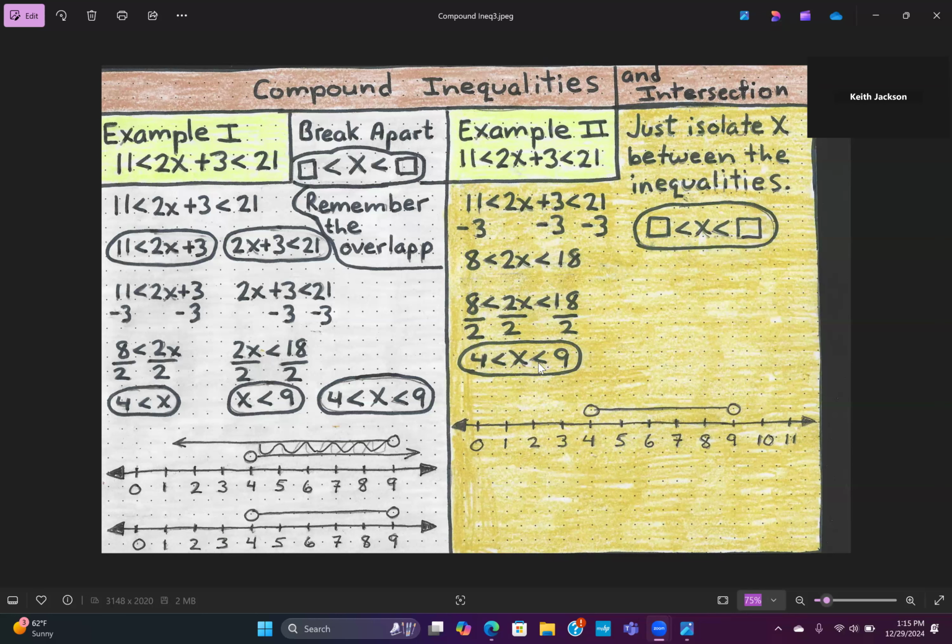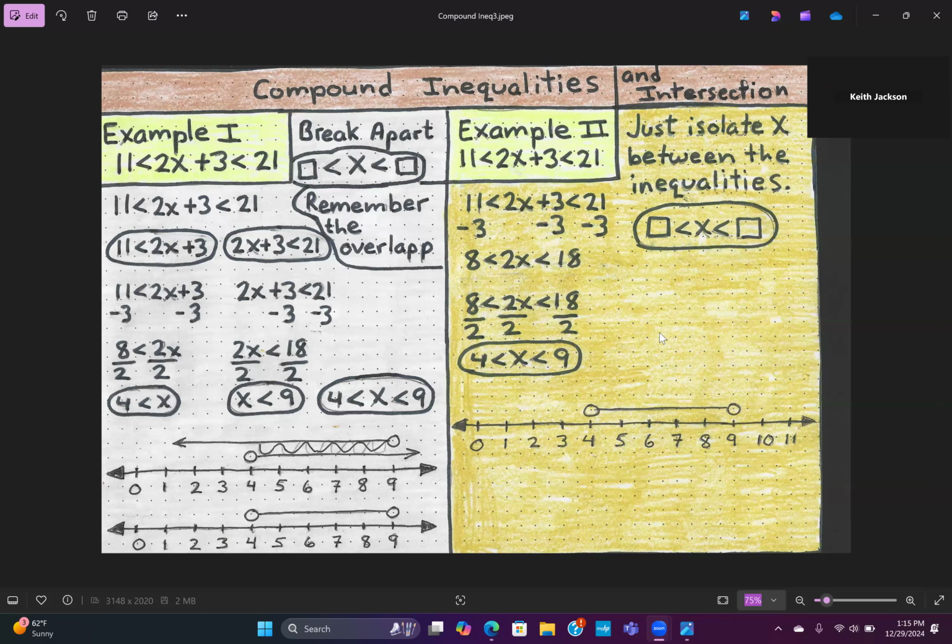And so again, we have 4 is less than x, while x is less than 9. And let's just copy this graph right over here, letting us know that x is between 4 and 9. Again, x is greater than 4 and less than 9.